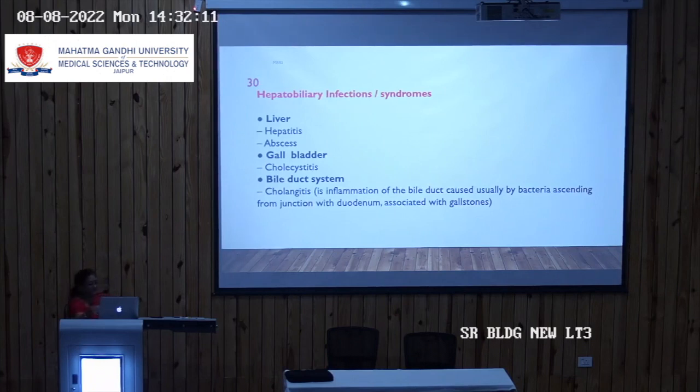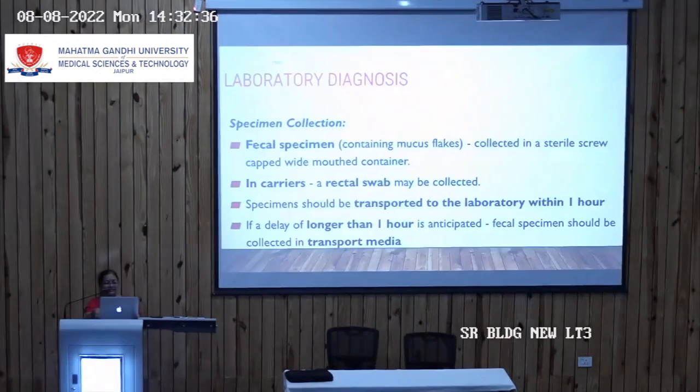This is the inflammation of the common bile duct, usually by bacteria ascending from the junction with the duodenum, associated with gallstones. You understand, the gallstones generally lodge in the common bile duct, and the common bile duct opens in the upper part of the duodenum. So there is ascending infection through this opening into the common bile duct.